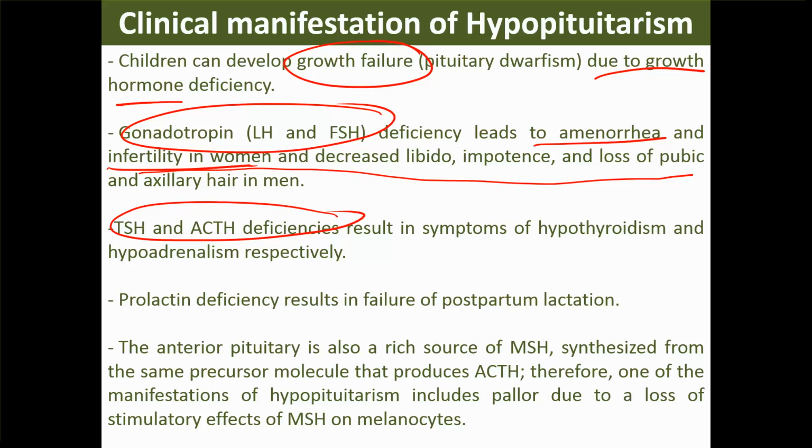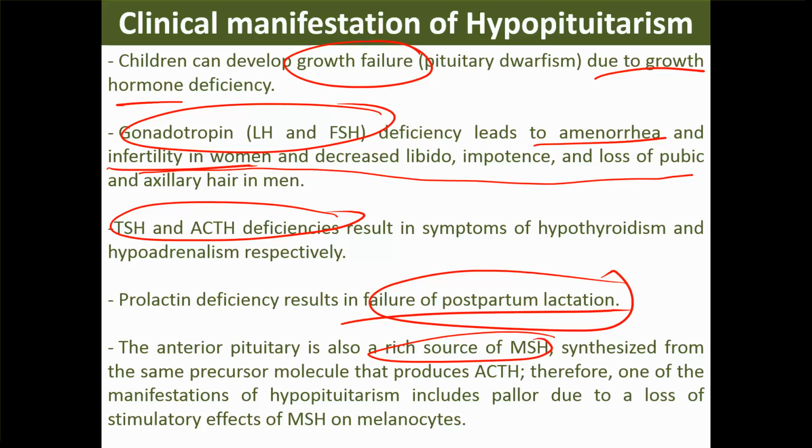So you have to link the things with other clinical features and come to a conclusion. Now prolactin deficiency leads to failure of postpartum lactation. So remember, anterior pituitary is also a rich source of MSH, synthesized from the precursor molecule, the parent molecule that also produces ACTH. So the person may become paler due to loss of melanocyte stimulating hormone acting on melanocytes.